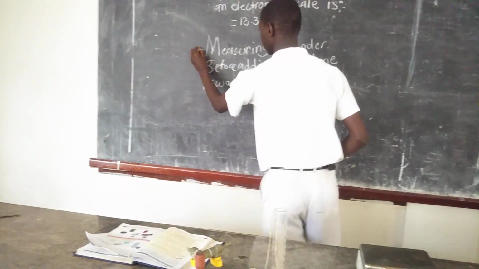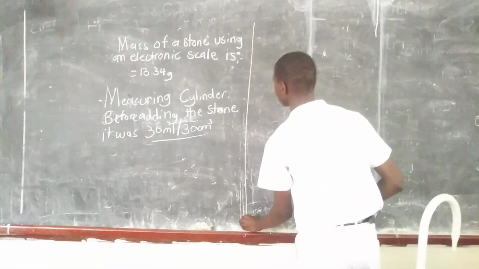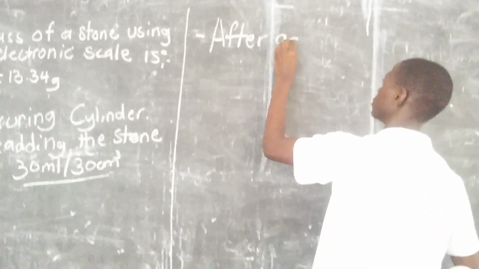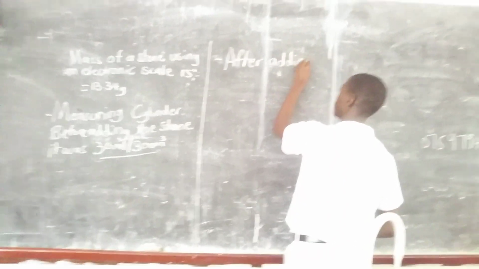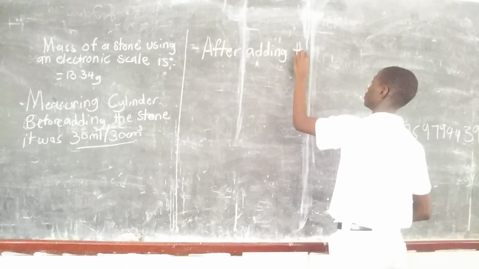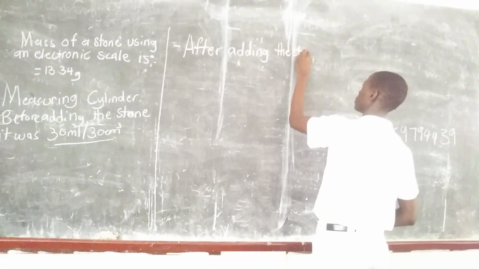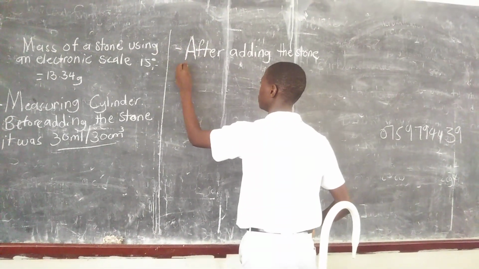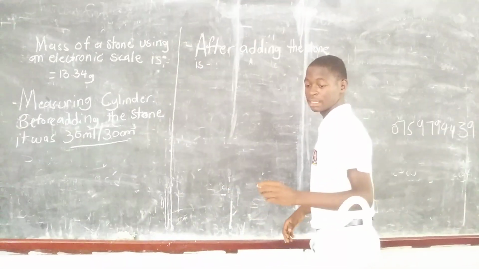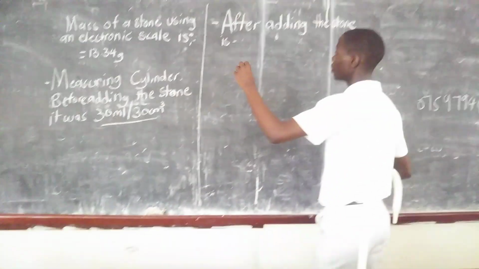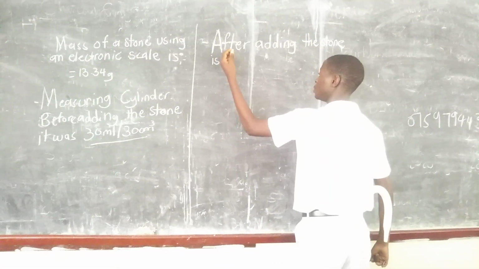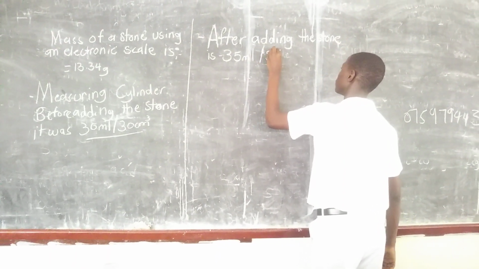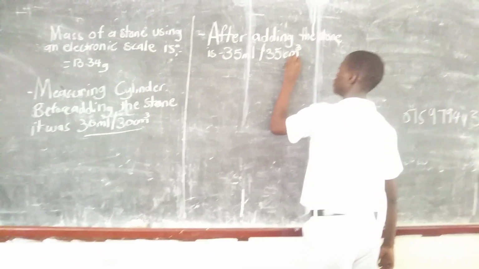So I note here, this was before adding. After adding the stone, the new volume of the measuring cylinder is 35 milliliters or 35 centimeters cubed.